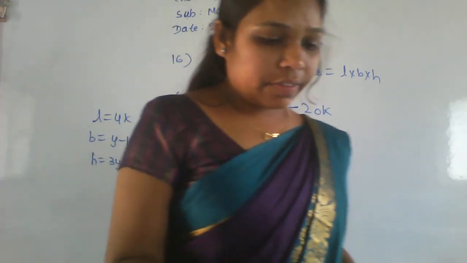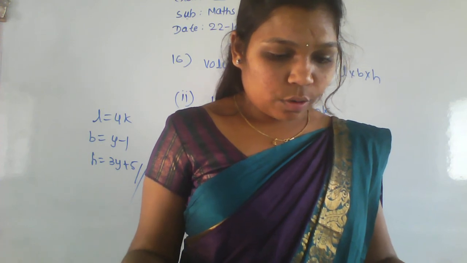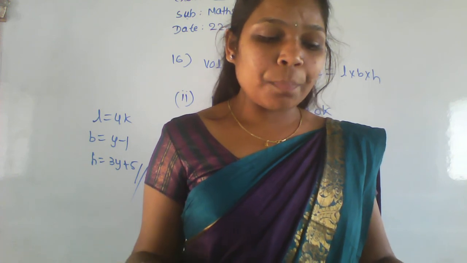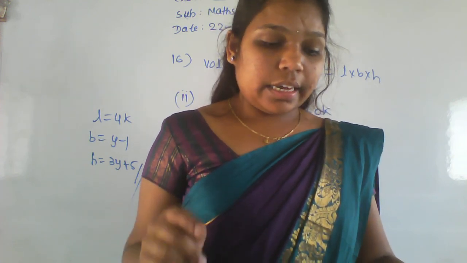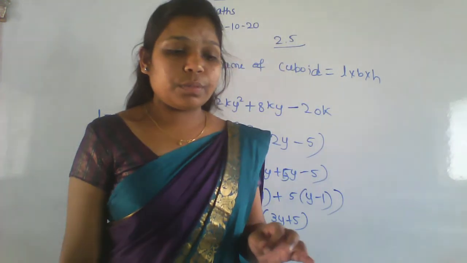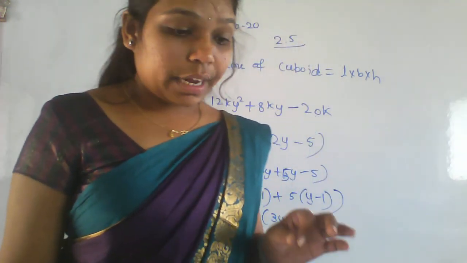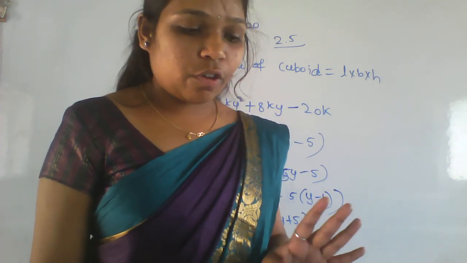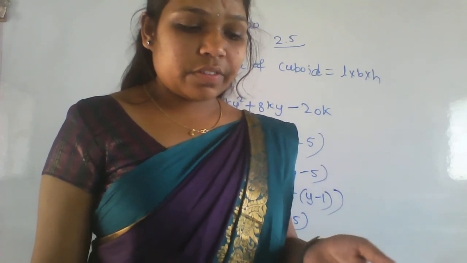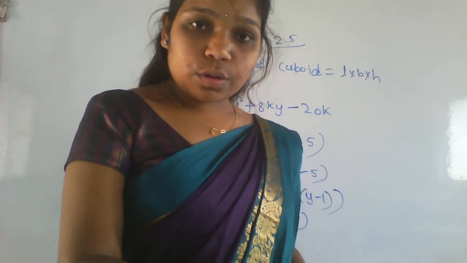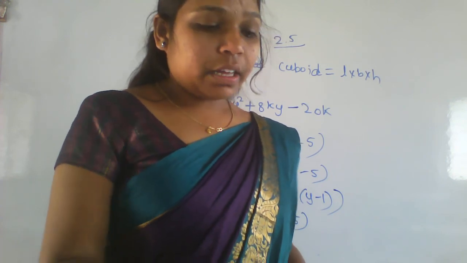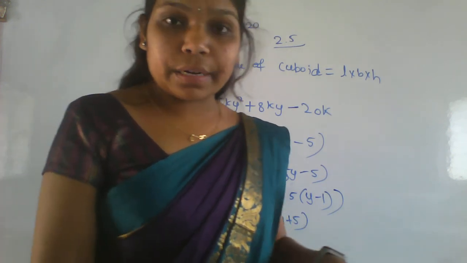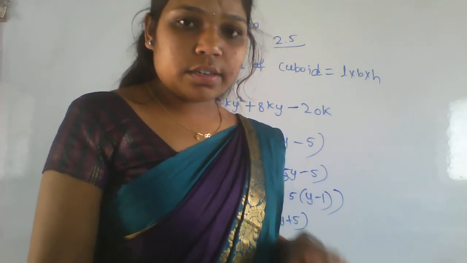In the last, they gave a summary. In this chapter you have studied the following points. A polynomial in one variable x is an algebraic expression in x of the form p of x equals an x to the power n plus an minus 1 x to the power n minus 1, and so on, a2 x square plus a1 x plus a0. So this is the polynomial form. I told all the points given in the summary in the class only. After completion of 2.5 in CW, you have to write the summary points. Write all the summary points in the CW.